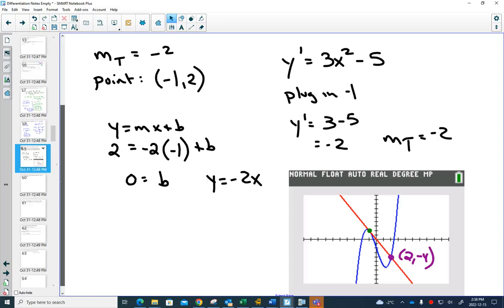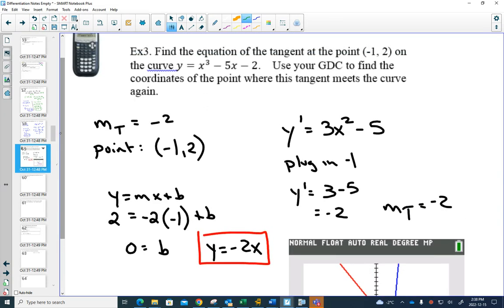How would you do this without a graphing calculator? If you're wanting to find out where two graphs intersect, this was the equation of our red graph, and the equation of our blue graph was right here. What are we doing when we find two graphs that intersect? We're solving that system of equations. Would this one be hard to do without a calculator? Maybe a little bit, because what would you have to do?